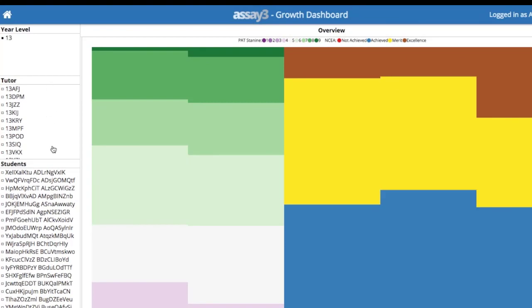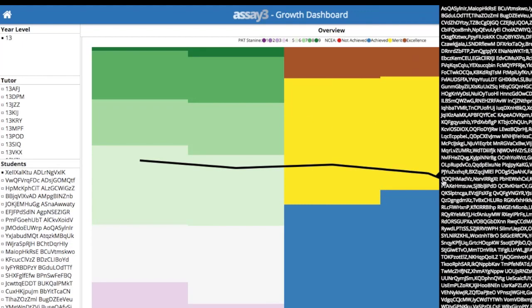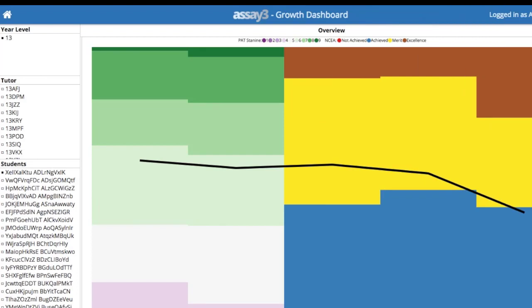We can also filter this down by tutor class, or what we can do is click on a student, and what this allows us to see is their performance relative to their cohort over time. So we can see this student here started off at fairly average, but so far in Year 13 they've had a big drop off, which you can see by this line going down. This line represents the percentile performance of where that student is relative to their year level.